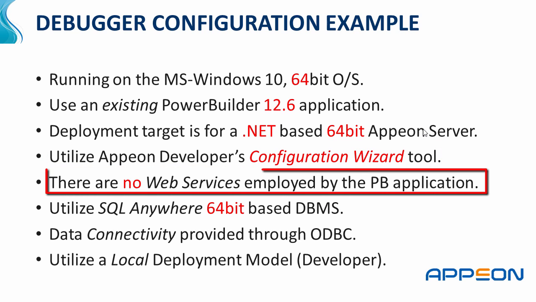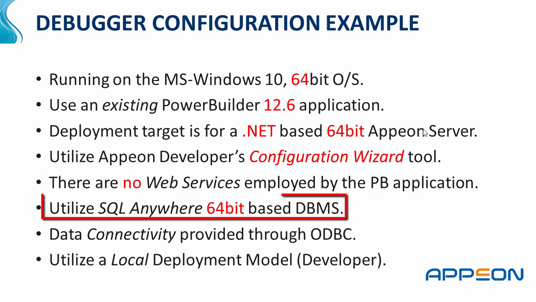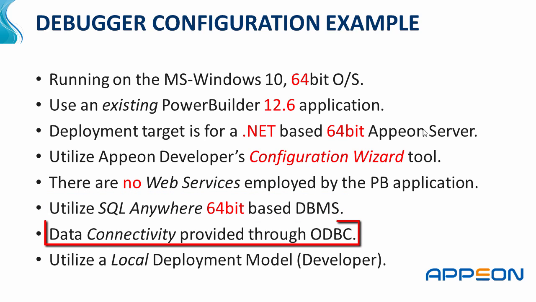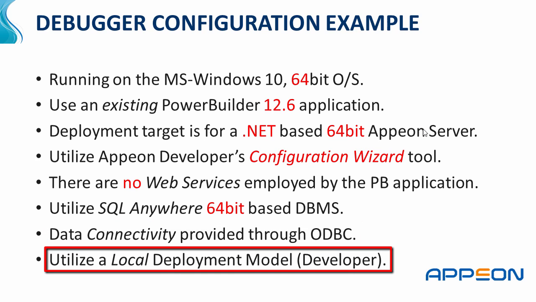This is a very simple PowerBuilder application, no Windows API calls, no OLE object service calls, no web service calls. We're utilizing an SQL Anywhere 64-bit DBMS. The connectivity between the Appeon server and the DBMS is provided through ODBC. Now, we're also utilizing a local deployment model, also called the Appeon developer version, where Appeon server, Appeon developer, PowerBuilder, and the database engine are all installed on the same PC.